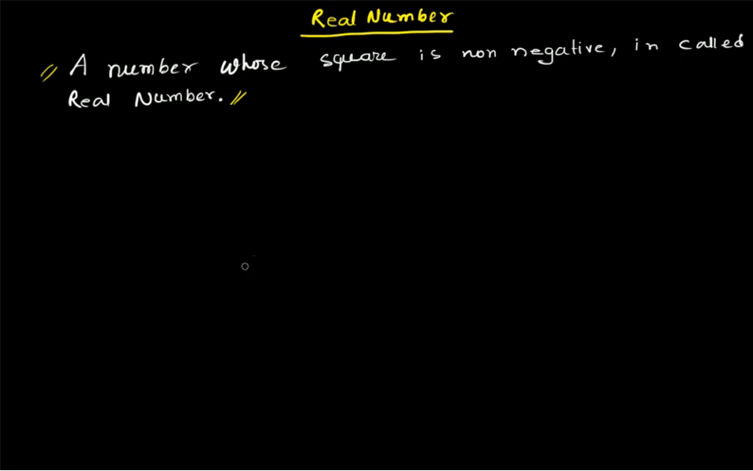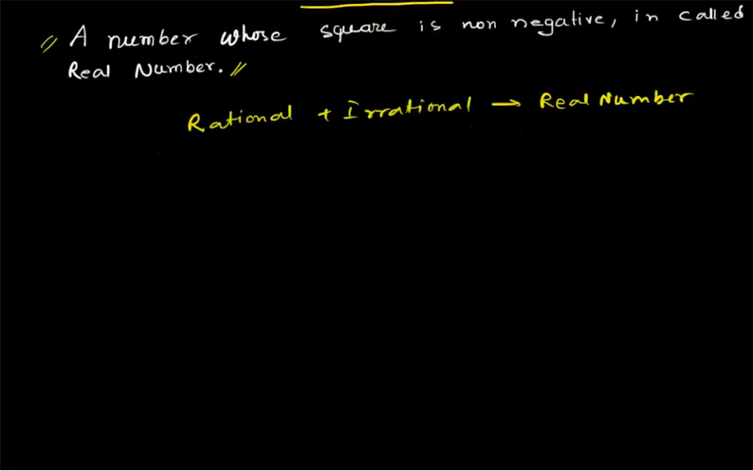So every real number is either rational or irrational. So you can just say rational plus irrational numbers. The combination is the real number. Okay. So rational and irrational, if you add them, you are going to get the real number set.